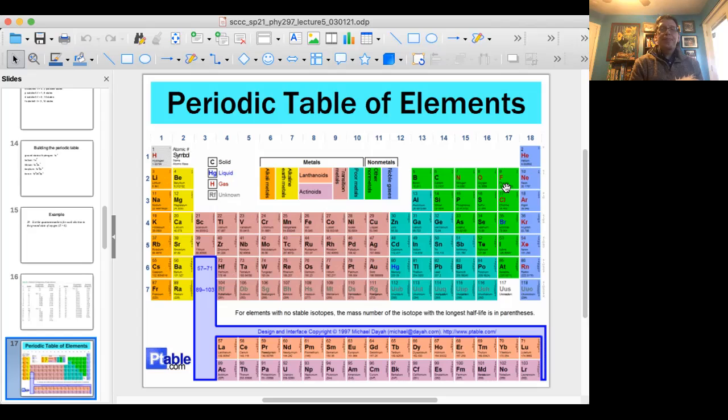And then you have what are called the noble gases in column 18. They have complete s and p subshells. They do not react very often with other elements. And so then you have the transition metals, which are the d subshells. Then you have the lanthanoids and actinoids, which are the f subshells.